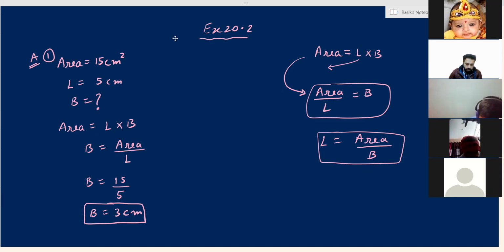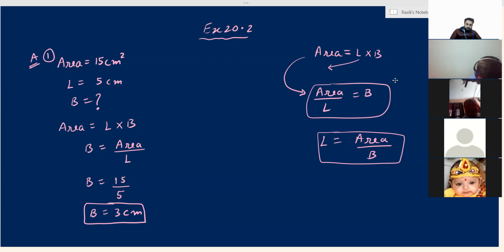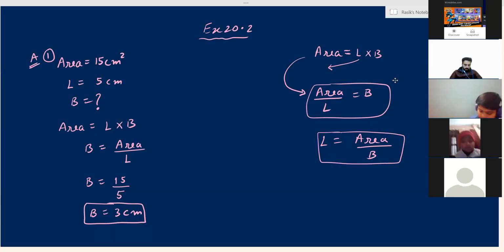Very good, everyone. I am checking your answers. Keep on sending your answers. Do all the six parts and send the answers of all the six parts. I am checking your answers. Yes, Samrit, I have checked your answer. Very good, it is correct. Anshuman, very good, correct answer of the second part.